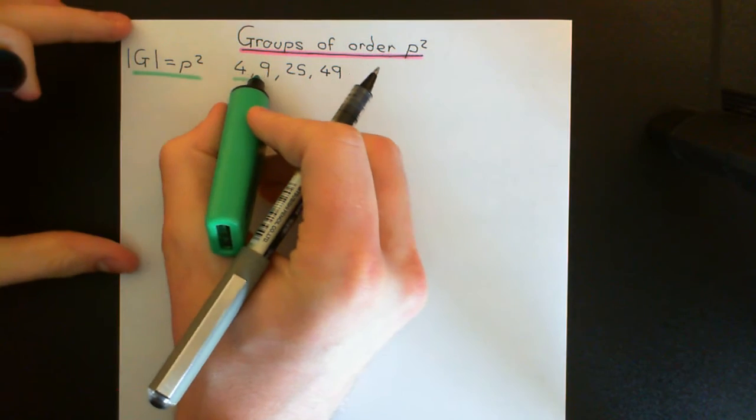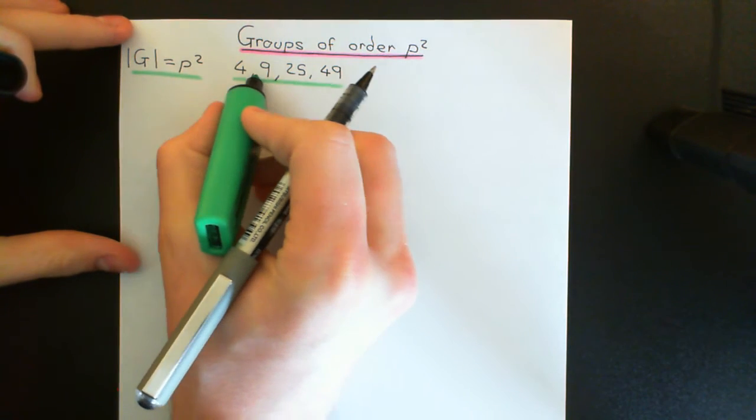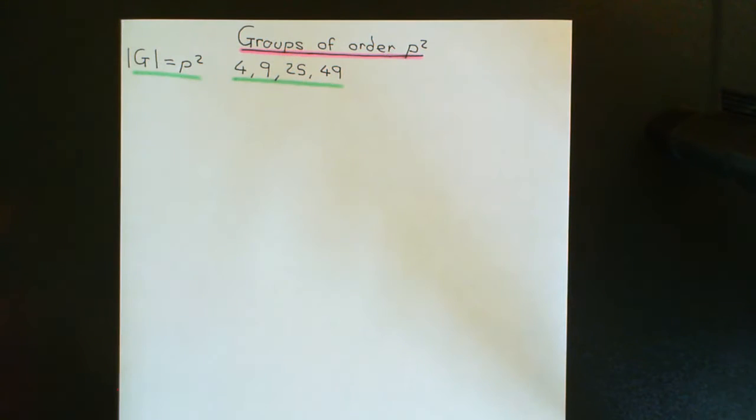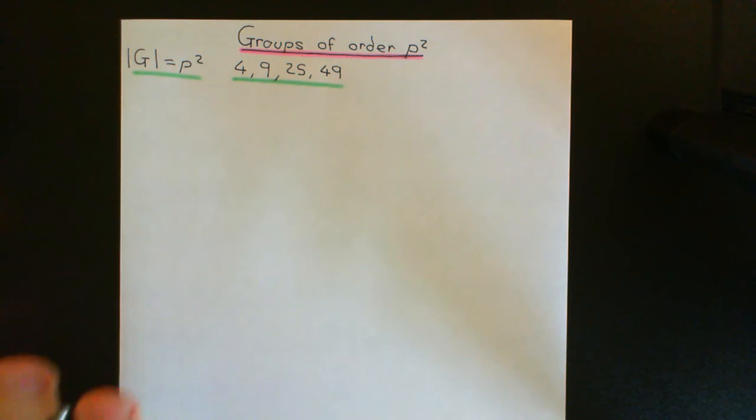Okay, so all of these sizes of groups where it's a prime natural number squared, we are going to completely characterize which isomorphism classes exist for these groups of these orders. Okay, so I'm going to give the results straight away, and then we'll spend the rest of the video trying to actually understand why it's true.